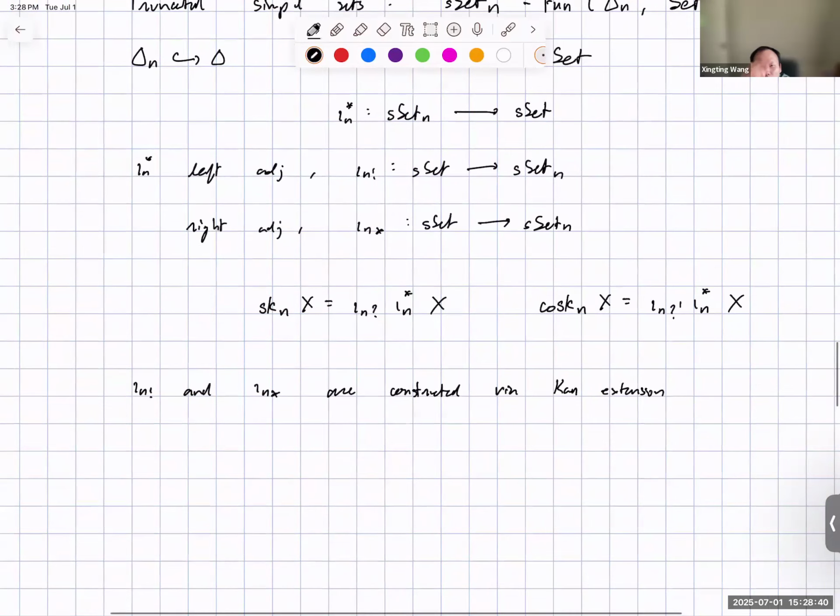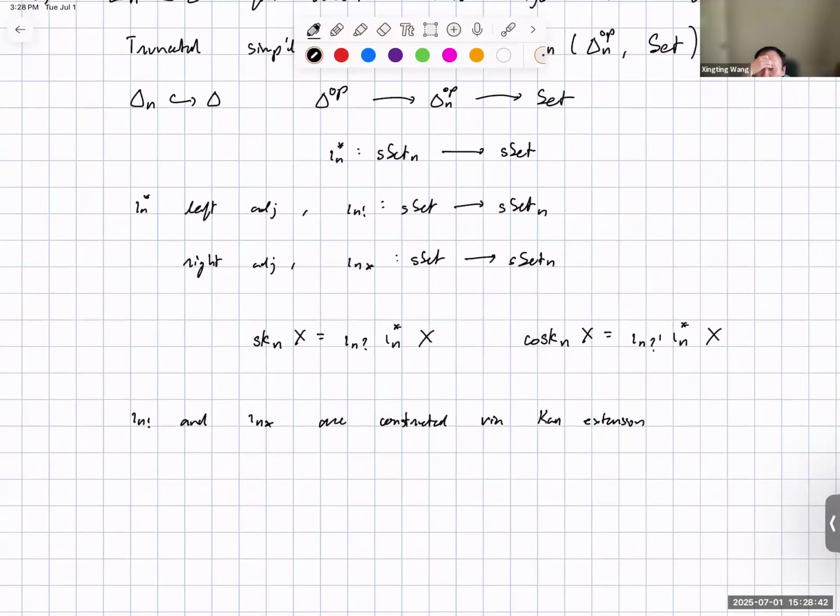Can you say more on the functor from opposite? So you have an inclusion functor from delta n to delta. So what is the functor from delta up to delta n up? Are you asking what this functor is? Yeah. So what sends an object to?